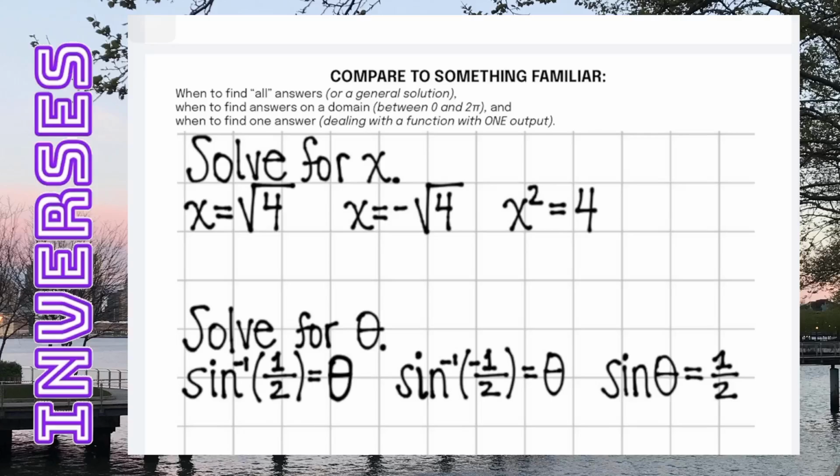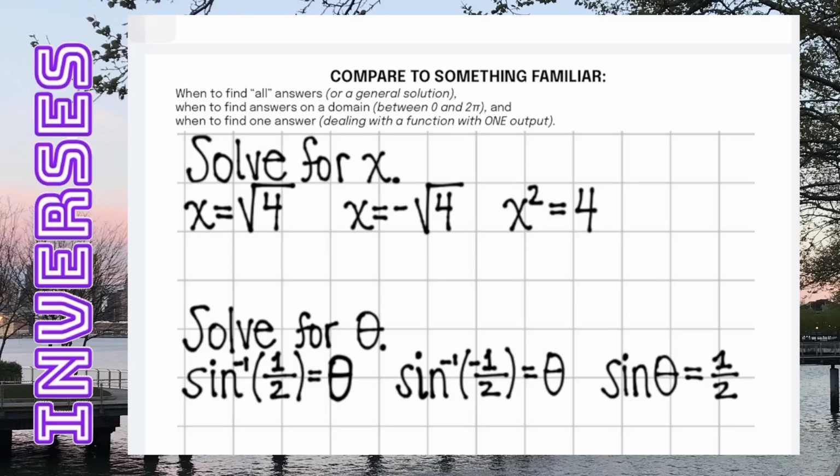Hey everybody, in this video we are going to do a little evolution, going from when you use plus minus and find all possible answers, to when you only get one answer or one output, and how that ties in and correlates to trig inverse as well. And then we're going to get into my handy dandy heart chart, okay?